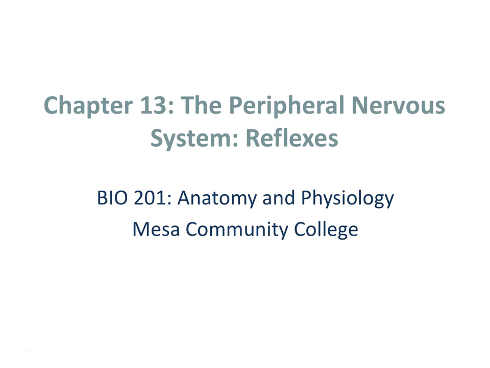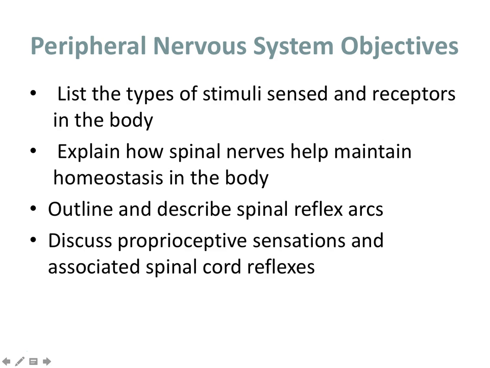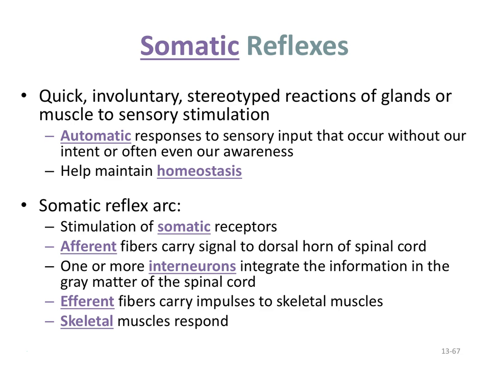In the last section of the peripheral nervous system, we are going to discuss reflexes. We're going to take a look at the types of stimuli that cause reflexes, how the reflexes help maintain homeostasis in the body. We'll outline and describe some of these spinal reflex arcs, and we'll discuss proprioceptive sensations and reflexes.